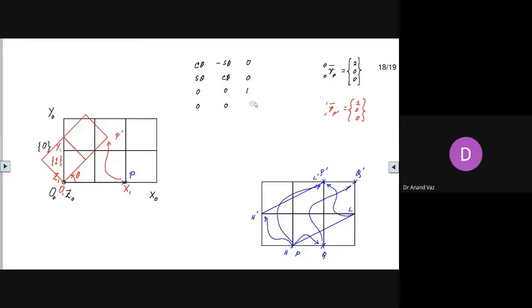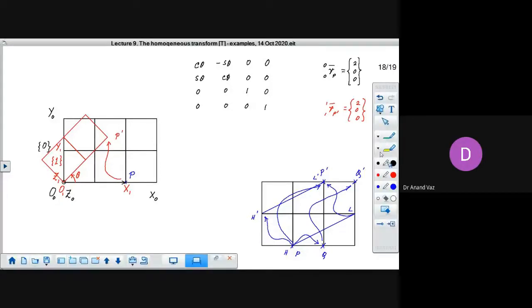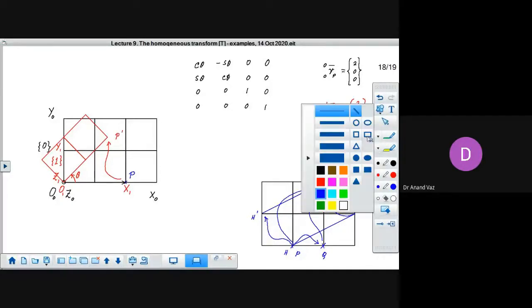There is no rotation, and this will be 0. And here, because we are not having any translation, this part will be 0, 0, 0, 1. So there is no translation here, only rotation. It's a case of pure rotation. So we may write this transformation like this.